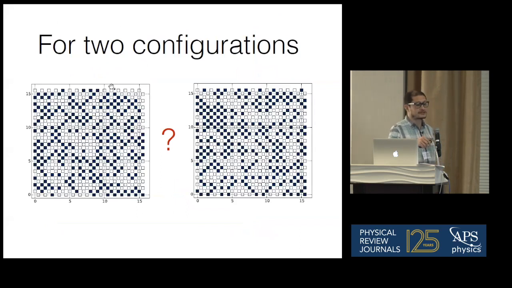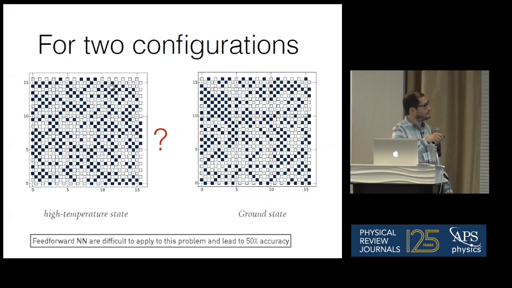So here are two configurations of that model, drawn from the Boltzmann distribution. One of them is a ground state and the other one is an infinite temperature state. And as you see, it's much harder to distinguish between the two, right? So the question was, can these neural networks learn to distinguish between the two? Would you like to guess which one is which? Just as a joke. It's much harder, right? That's the point. But this one is a ground state, and this one is an infinite temperature state of the model.